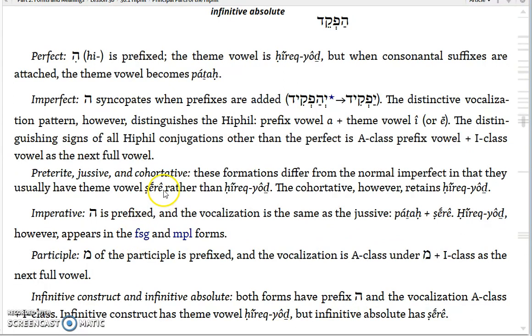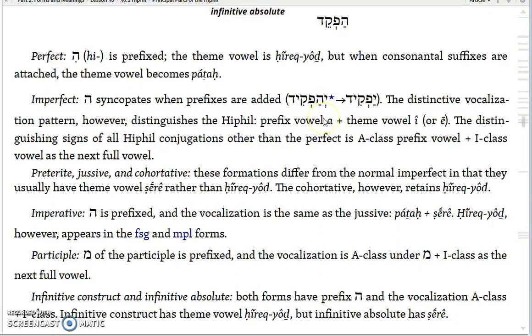Again, some of the things that you look for. With the perfect, you're looking for a he with a hireq under the he as the prefix and theme vowel. With the imperfect, the he is actually replaced by the preformative. What you would have originally had would be a form that we see here, yehafqid, where you actually have the he with a patah under it.